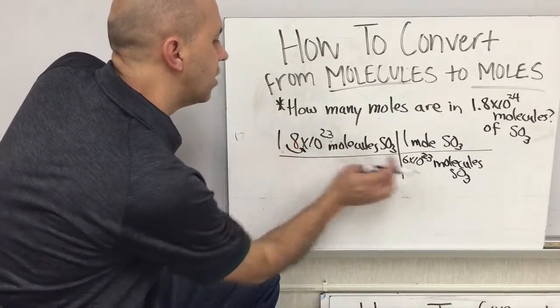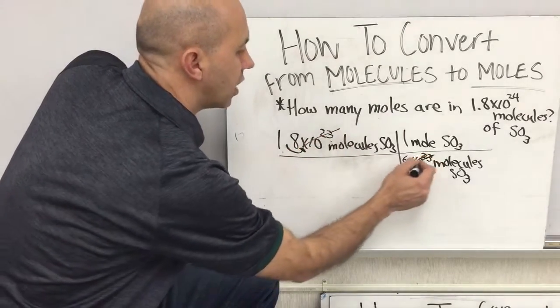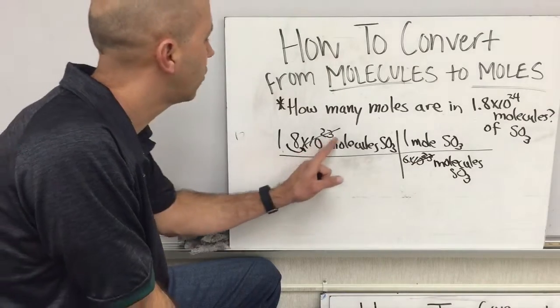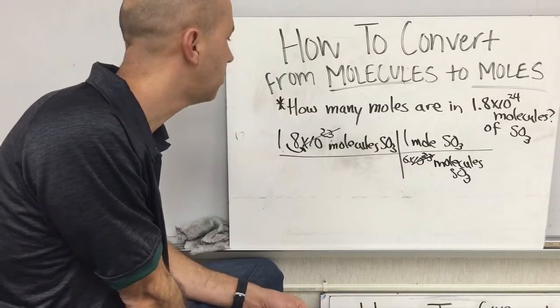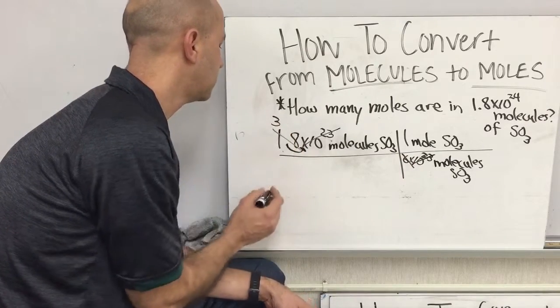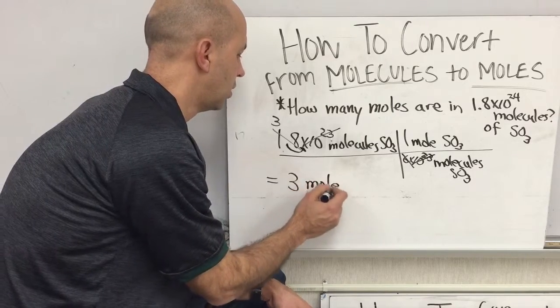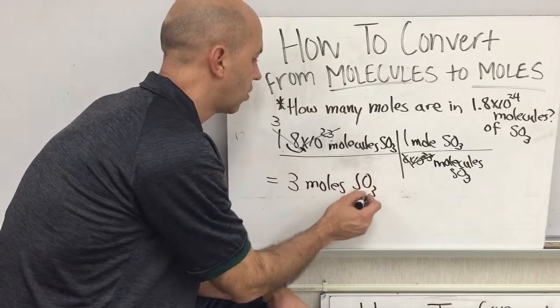So I've got 18 here and 6. Now I can do some math. Times 10 to the 23, 10 to the 23 divided by 10 to the 23 are going to cancel out and become 1. And 6 can go into 18 3 times. So my answer is 3 moles of SO3.